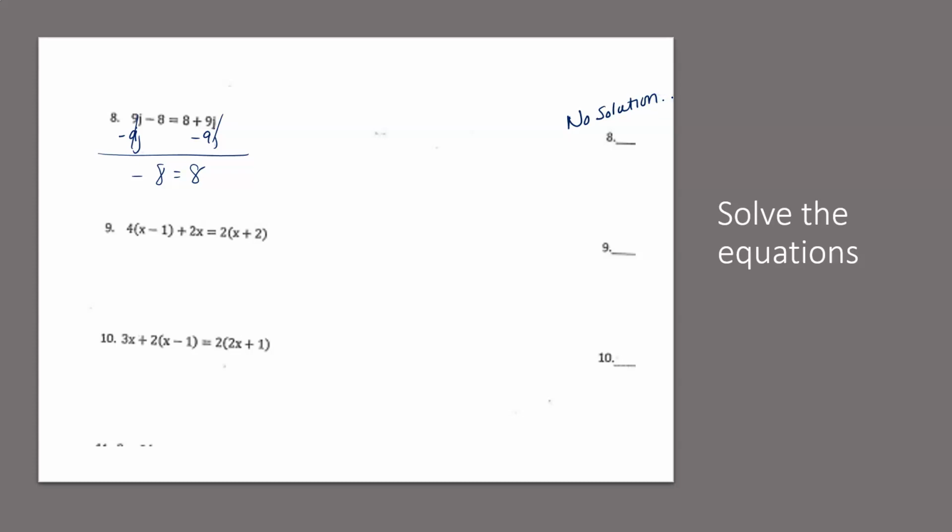Okay, number 9. We're going to distribute. 4 times x is 4x. 4 times negative 1 is negative 4. Copy down the rest of the left side. We're going to distribute the 2 to the x, which is 2x, and the 2 to the 2, which is 4. If I combine these, I have 6x minus 4 equals 2x plus 4. So I think I'm going to subtract that 2x from both sides. So I have 4x minus 4 equals 4.